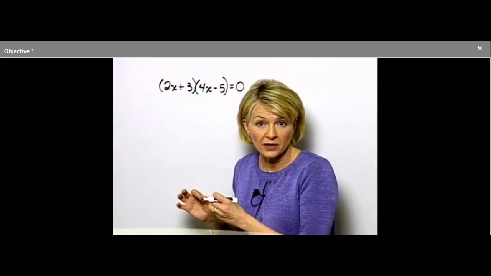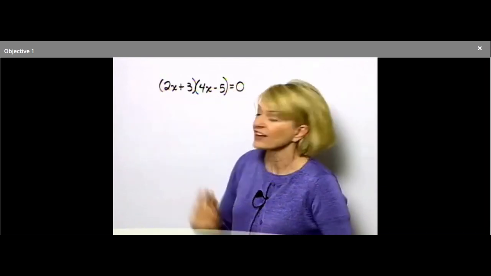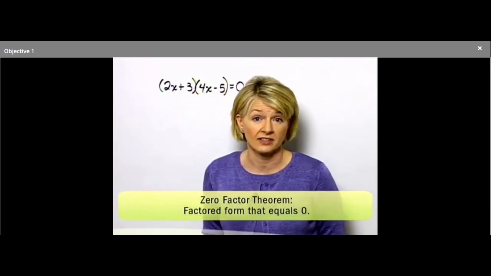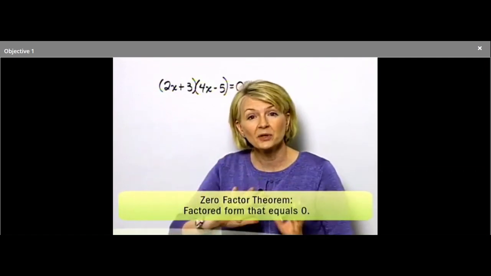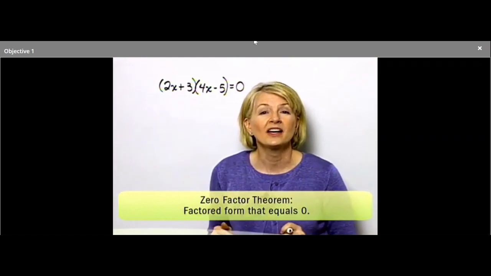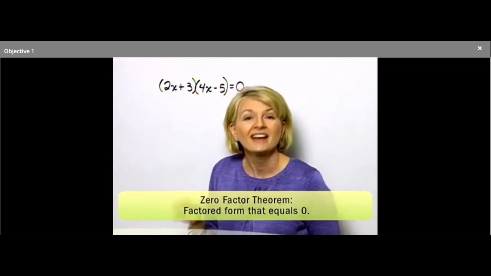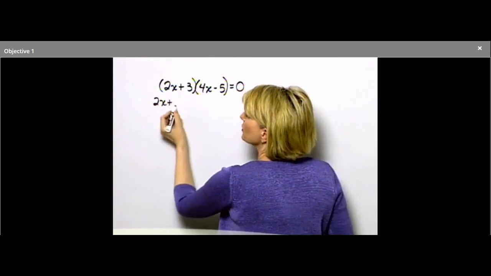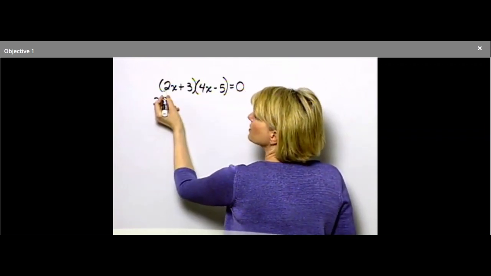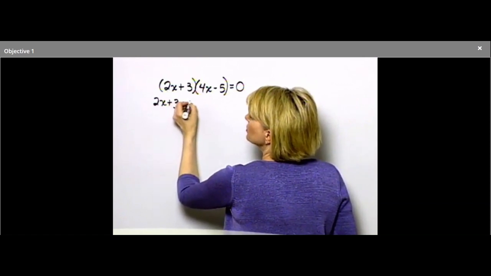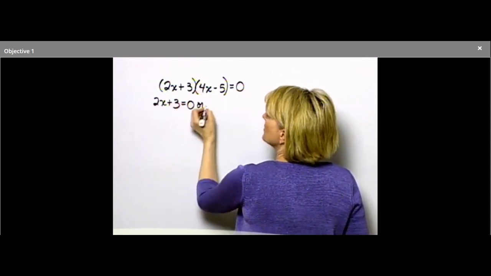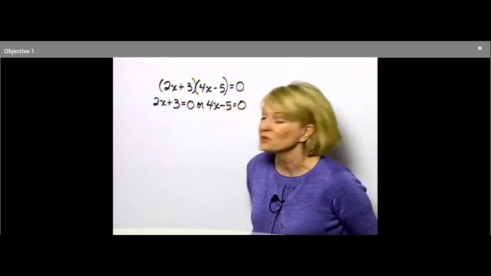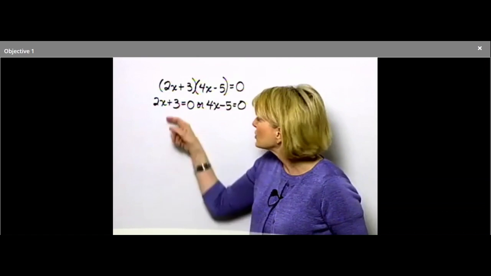Notice in this form, though, we already have a factored form on one side and 0 on the other side. So since I do have those things that are true, I can go ahead and use the zero factor theorem and set each factor equal to 0. If this is true, then either this factor is equal to 0 or this factor, 4x minus 5, is equal to 0. And then we solve each of these.